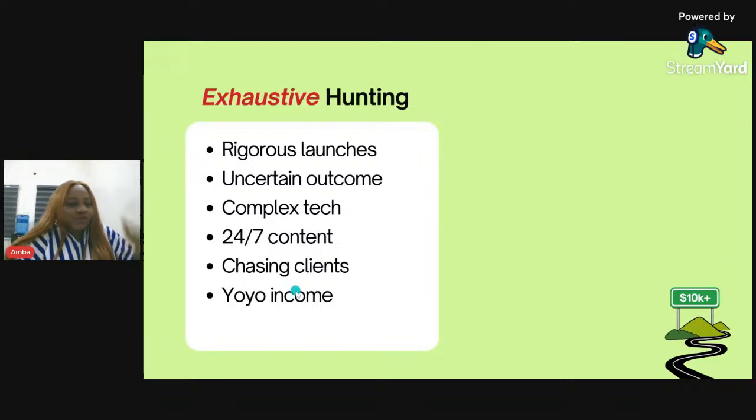Or exhaustive hunting, yo-yo income. That means when you do a launch, 2 people buy, and the income is even small. Without any launch, nobody's buying anything. Even a small DM, nobody's sending you a DM. Nobody's making inquiries. Everywhere is quiet, a ghost zone. So you only make money during your launch season. When there's no launch, no money. That's why this webinar you are in is about Evergreen. We're talking about Evergreen, not waiting for seasons.